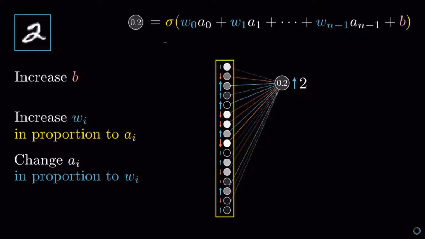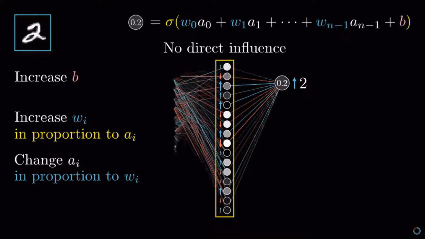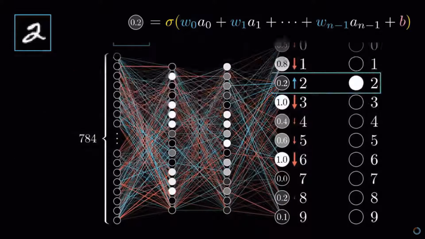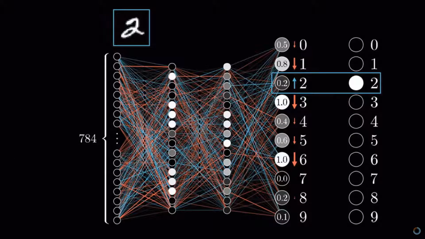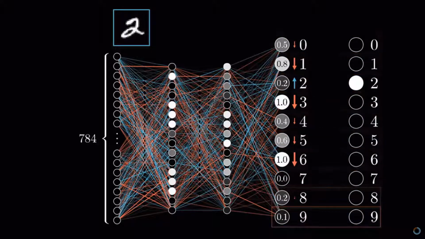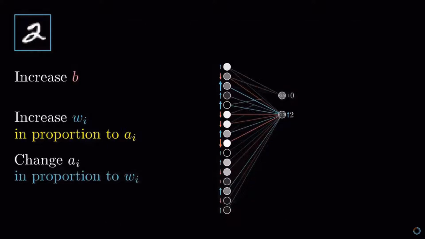Now, of course, we cannot directly influence those activations. We only have control over the weights and biases. But just as with the last layer, it's helpful to just keep a note of what those desired changes are. But keep in mind, zooming out one step here, this is only what that digit 2 output neuron wants. Remember, we also want all of the other neurons in the last layer to become less active. And each of those other output neurons has its own thoughts about what should happen to that second to last layer.